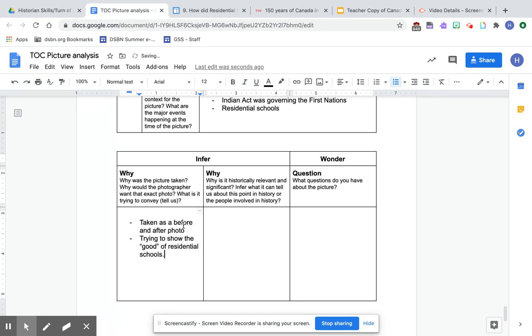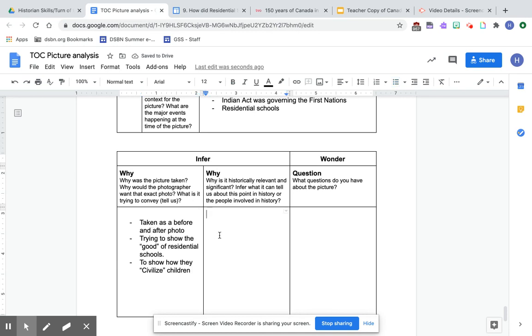Because again, at this point in time, residential schools are seen as something good and something that helps First Nations children. We know now that is not the case. We know how rampant abuse was. We know that it can be seen as a form of genocide, trying to get rid of a whole culture of people. But at this point in time, in the historical context, in the historical perspective, it was to show the good of residential schools, to show how they civilize children.